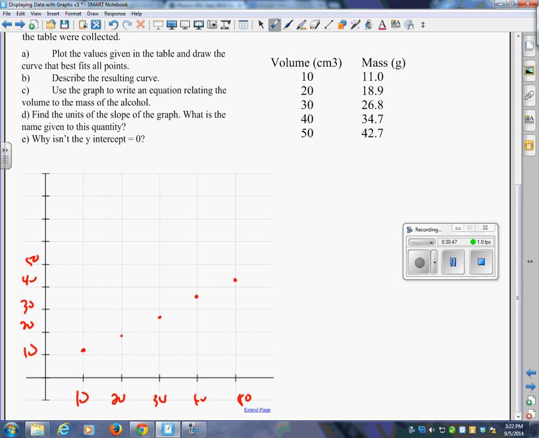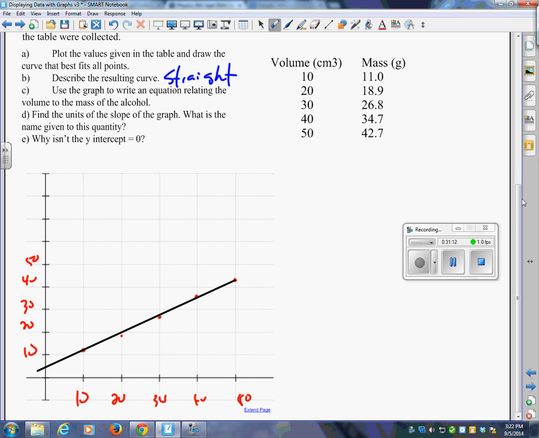Okay, when you draw the curve, you should recognize that it's a pretty straight line, like so. Describe the resulting curve. It's straight. Use the graph to write an equation relating the volume to the mass of the alcohol.